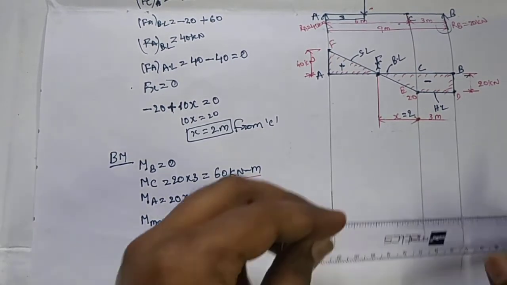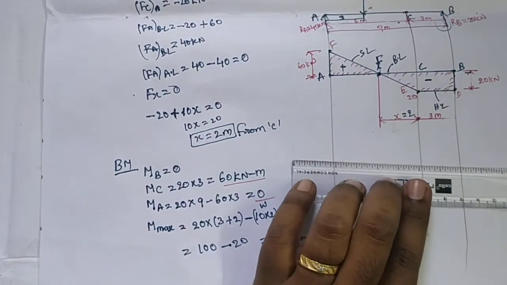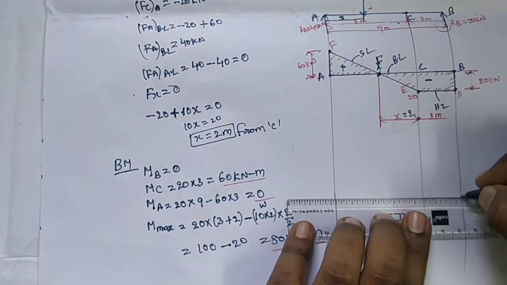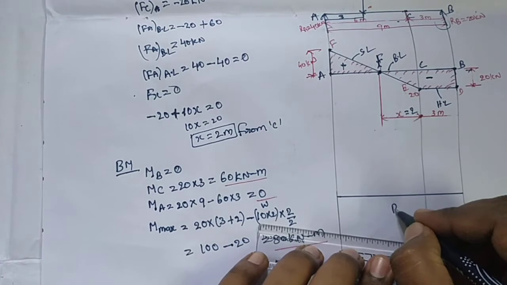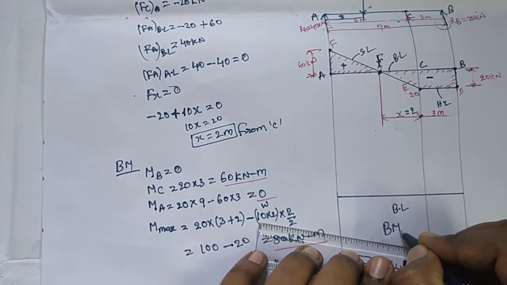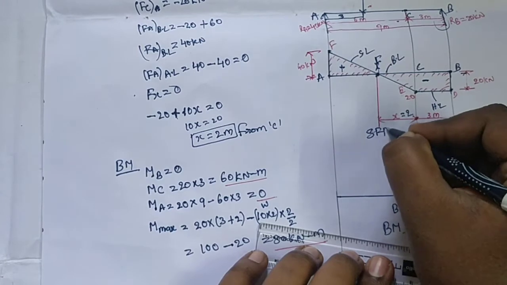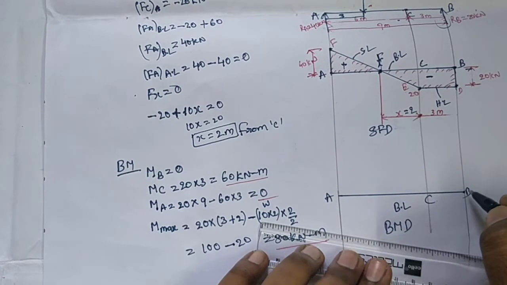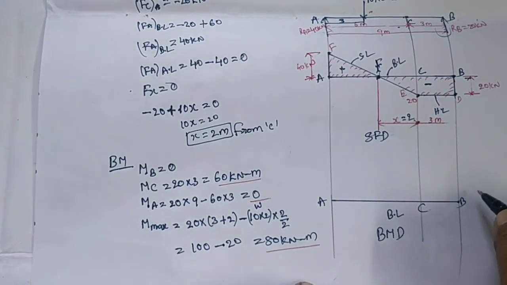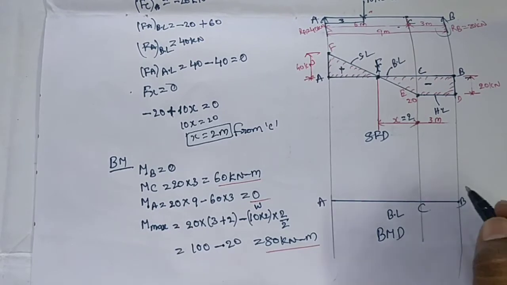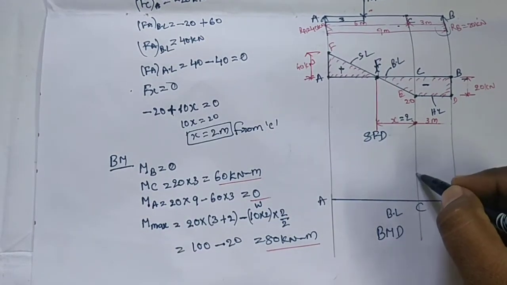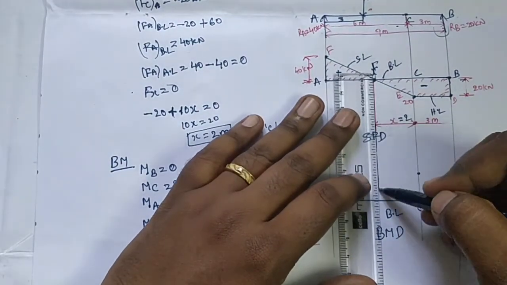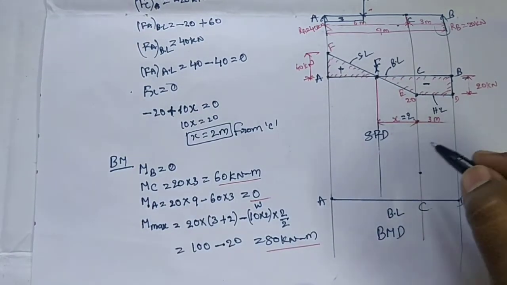Draw the bending moment diagram. For this, first we need to draw the baseline. It is the baseline and this is the bending moment diagram, and this one is shear force diagram. Bending moment at points A, B, C. At point B is 0. Next bending moment at point C is 60. Next bending moment at point A is 0. Next bending moment at the point where the shear force is 0 is 80.